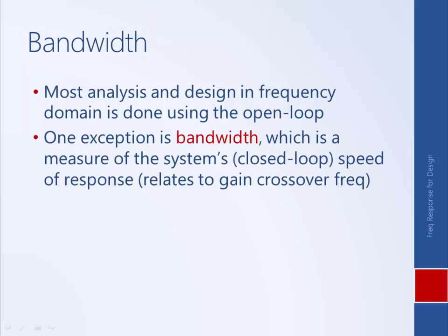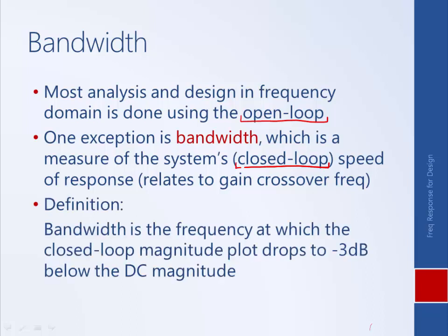An exception to this: for most things in this course we'll use the open loop frequency response, but one exception is called bandwidth, and it uses the closed loop frequency response. In particular, it's a measure of the system's closed loop speed of response. Previously, we had used the gain crossover frequency, which we found from the open loop frequency response, to measure the system's speed of response, and these two are related. Bandwidth is defined as the frequency at which the closed loop magnitude plot drops -3 decibels below the DC magnitude.